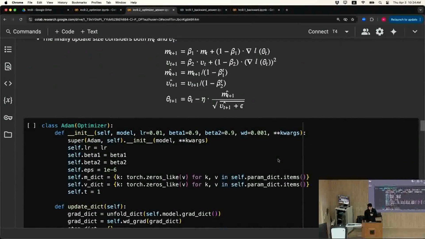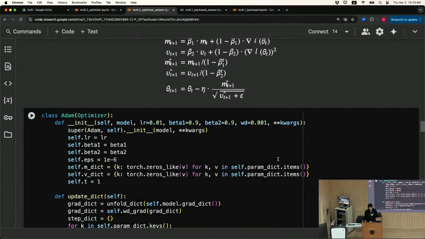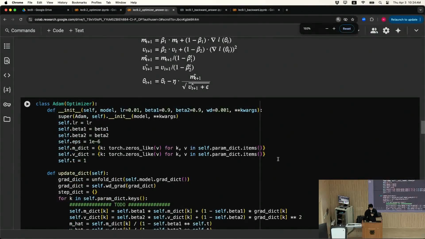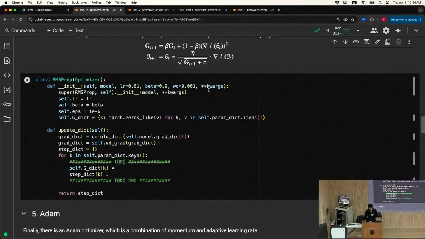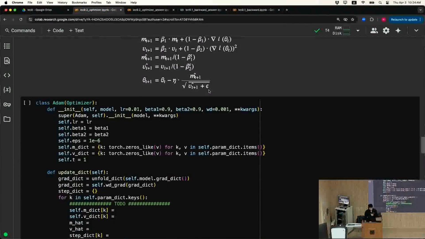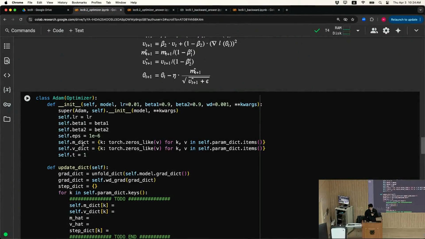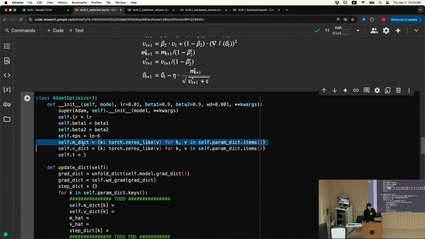Okay, so let's take some time to implement this. Here now we have a dictionary for the momentum and a dictionary for the velocity. This means what in terms of our memory overhead? How many times more?